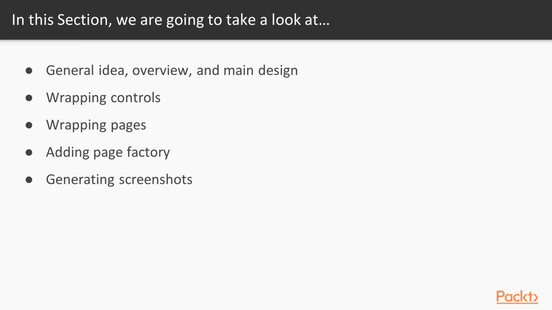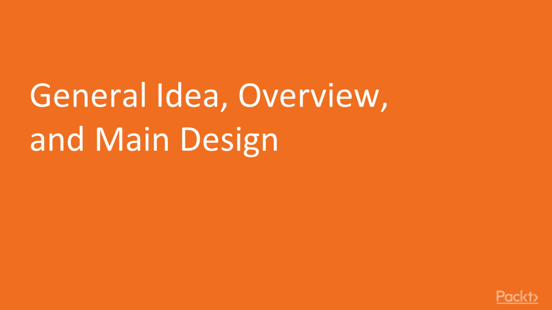Firstly, we'll get a general idea of what is expected and how it should look. Then, we'll wrap control objects and form an initial hierarchy. After that, we'll do the same for pages. The next step will be about optimizing and unifying page initialization. Thus, we'll create a page factory. And, in the end, as a small bonus, we'll add functionality for generating screenshots. So, let's go for it.